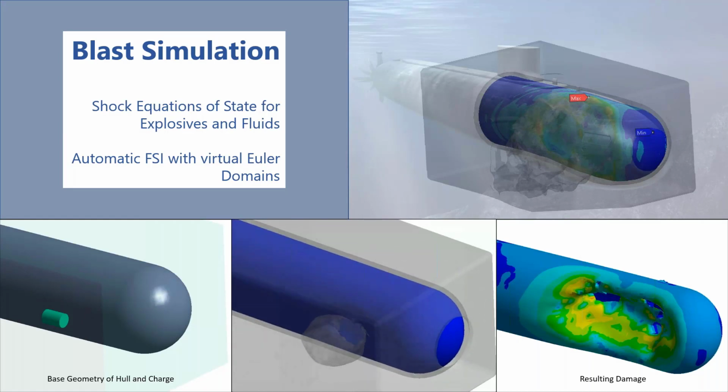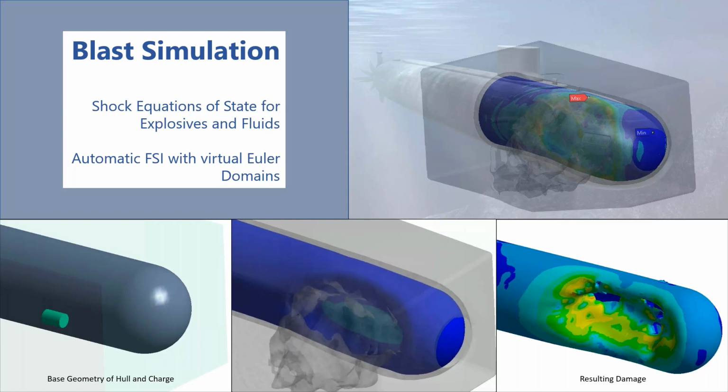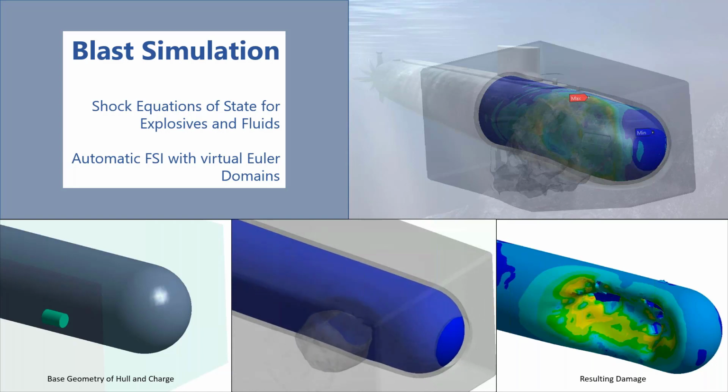Again, one of the more, how to say this, cool, one of the more exotic analysis methods that you can take advantage of, specifically in Explicit Dynamics, is blast simulation. You'll have access to a library of explosive materials, explosive equations of state, and that also gives you access to what are called virtual Euler domains, so you can simulate a fluid field and actually set off or detonate that explosive body within that field and have that pressure wave then interact with your solid structure.